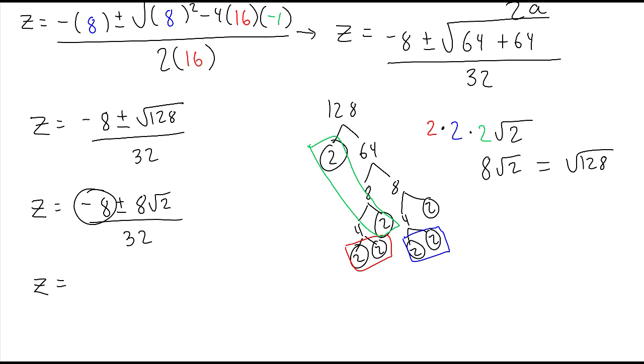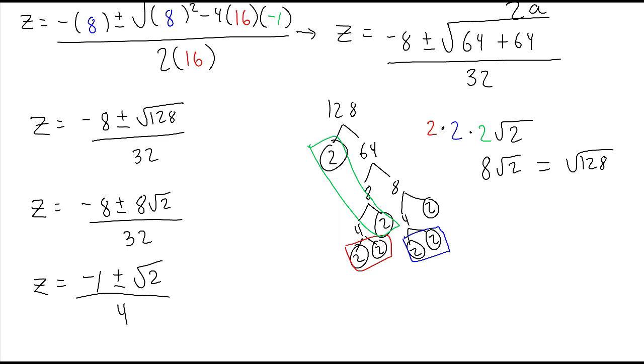Negative 8 divided by 8 is negative 1. Plus minus 8 divided by 8 is 1. That's 1 times the square root of 2, so you just put square root of 2. Just like you wouldn't put 1x, you would just put x. You put square root of 2 instead of 1 square root of 2. Okay, anyway, 32 divided by 8 is 4.